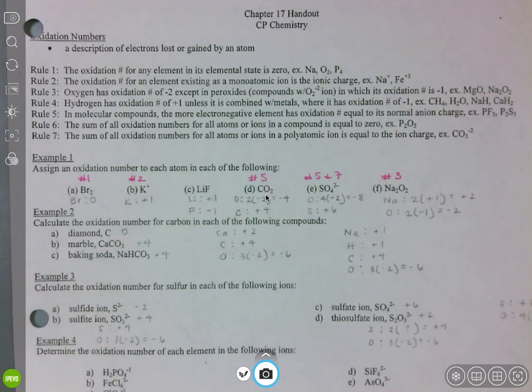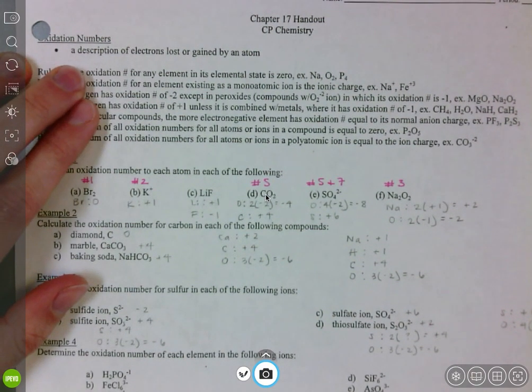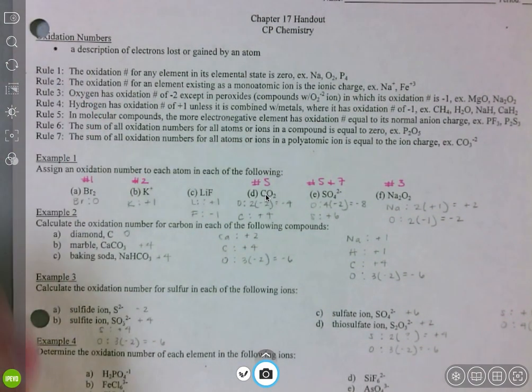So we've seen oxidation numbers quite a bit already, but we haven't necessarily put that name to it. Our oxidation numbers are the ions that our elements are typically going to form in solution. The actual definition is a description of electrons lost or gained by an atom.